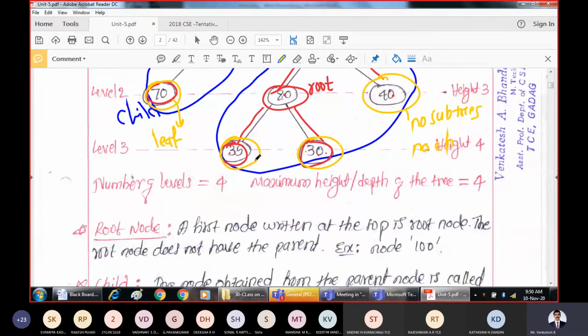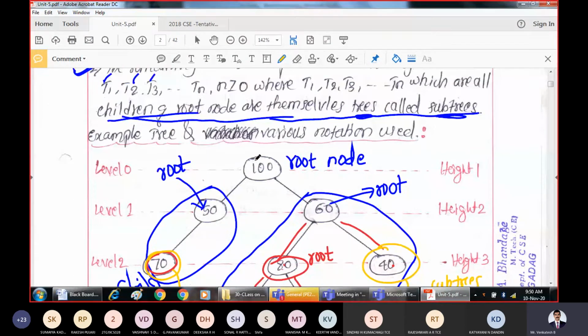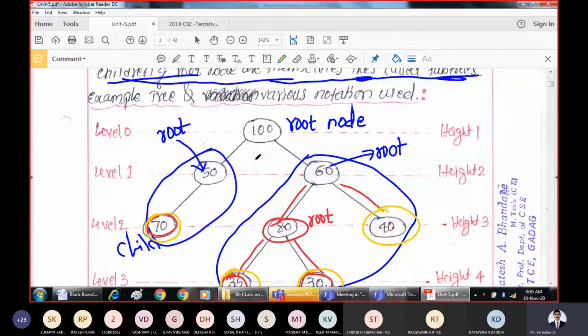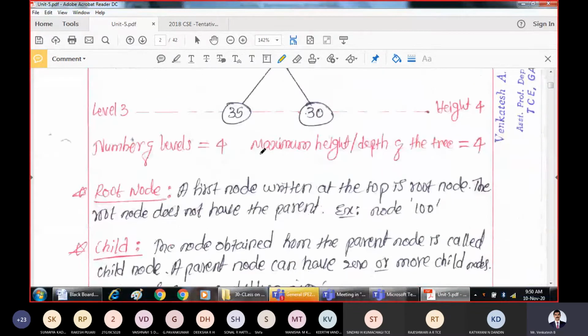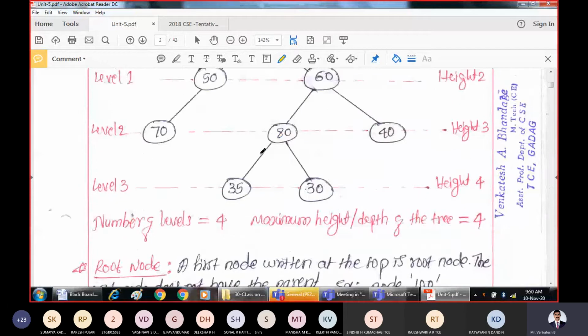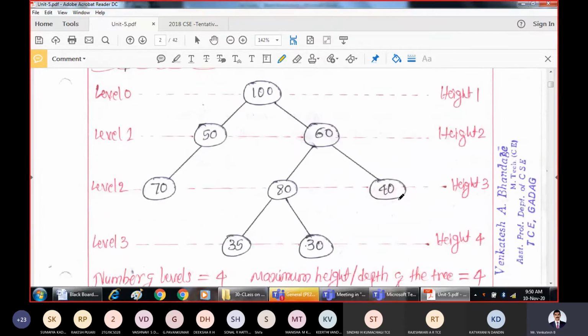So these were the different notations. This is the definition of the tree. Now let us see the different terminology that we use. This tree has levels 4, depth as 4. That we will discuss later. I will refer to this figure repeatedly.